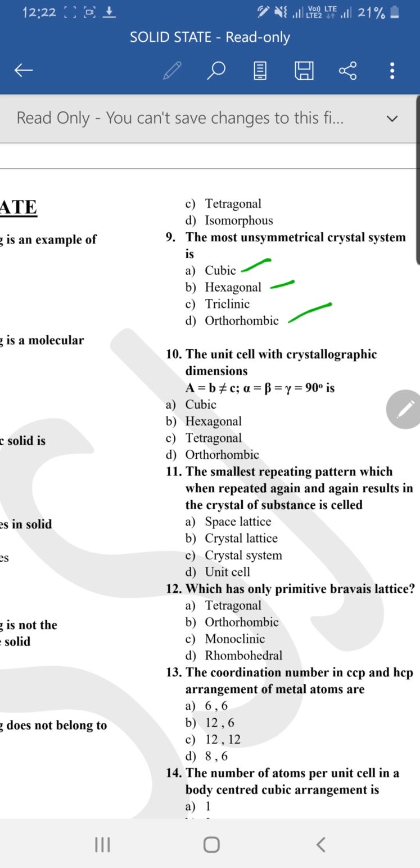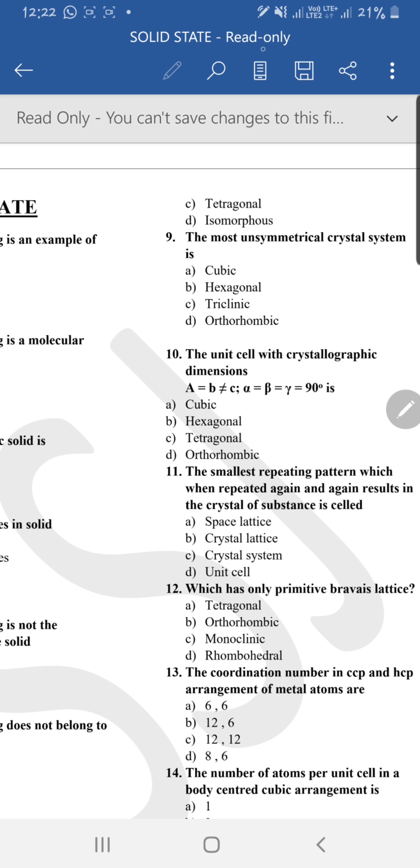Orthorhombic, it is also not there. The most unsymmetrical crystal system is triclinic. It is the most unsymmetrical. All angles are not equal to 90 and they are not even equal to each other. All sides are also not equal. Then the best option to choose is triclinic. You can answer this directly from the concept.